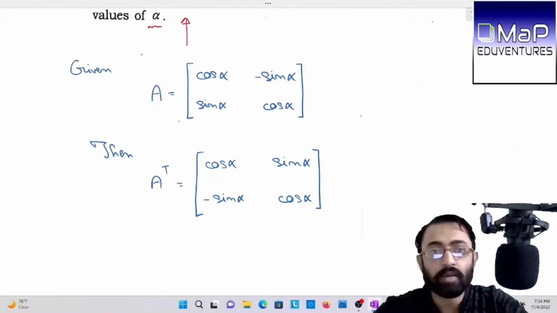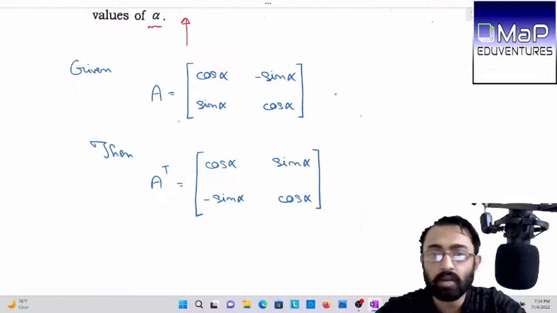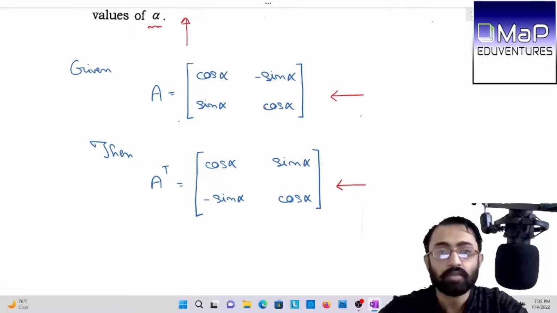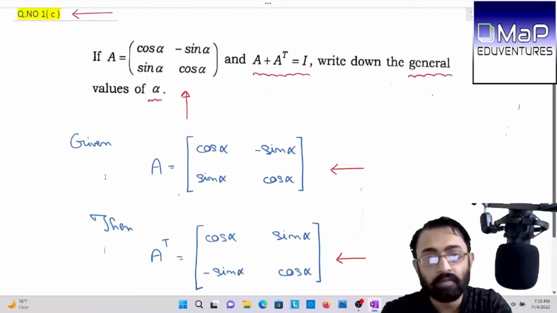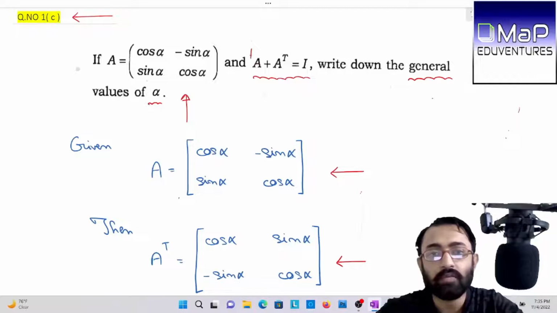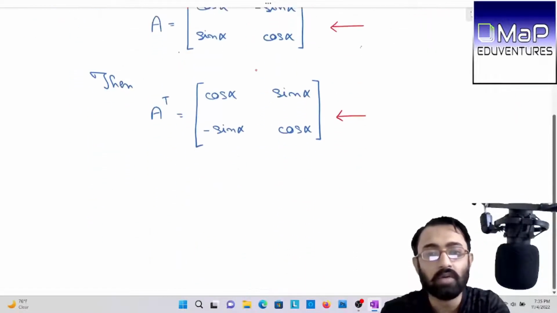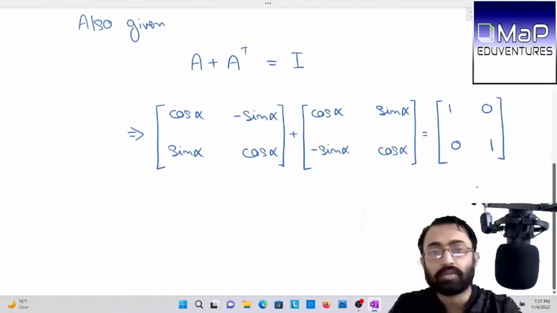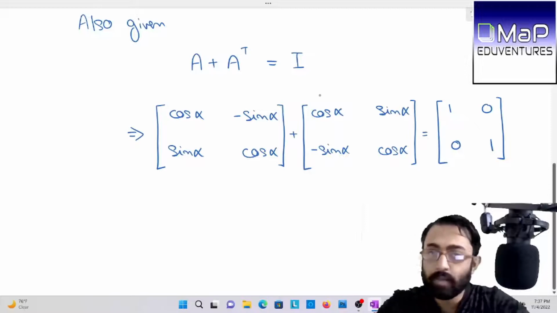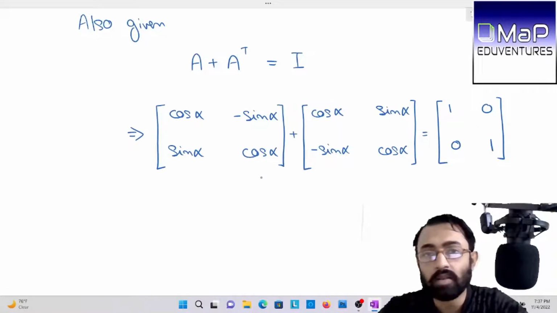Okay. So I have written the given form, A matrix is given. After that I found the transpose of A, because we will be needing the transpose of A. For transpose, we know that the first row will go to the first column and the second row will go to the second column. After finding the transpose, we have another condition, which is A plus A transpose equals the identity matrix. Now let us write it down. A plus A transpose will be the identity matrix, so we have written this.